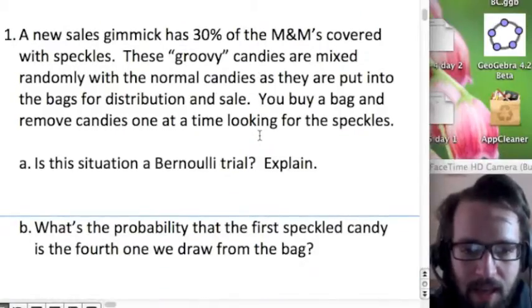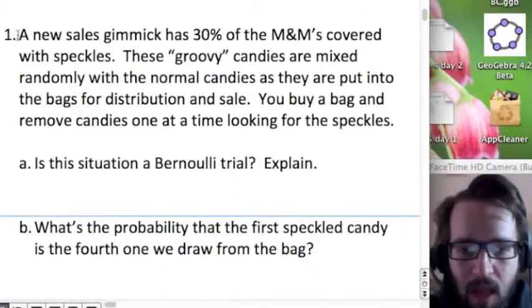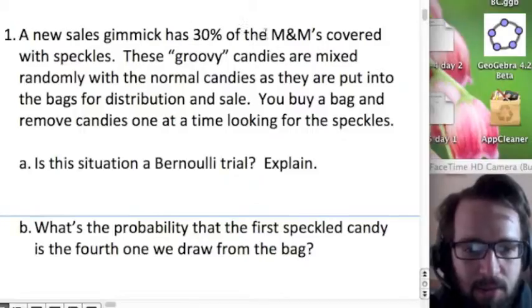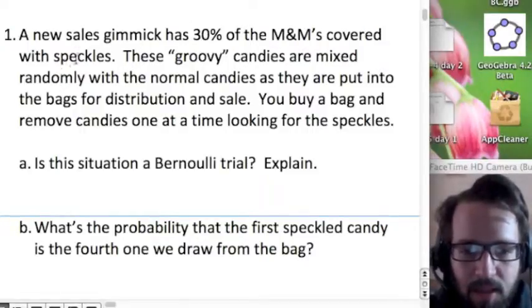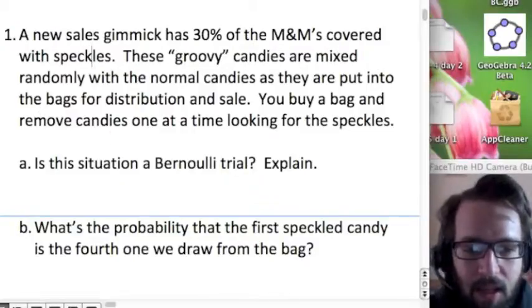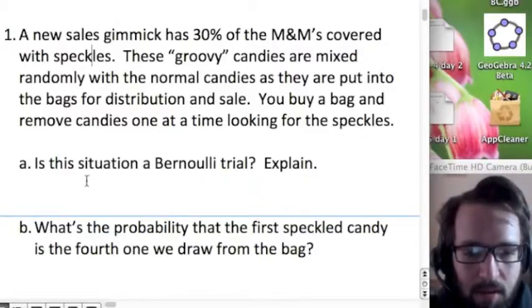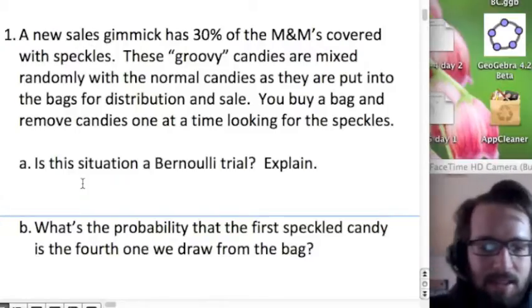So let's look at an example here, number 1. A new sales gimmick has 30% of the M&Ms covered with speckles. Ooh, shiny. These groovy candies are mixed randomly with the normal candies, and they're put into the bags for distribution and sale. You buy a bag and remove candies one at a time looking for speckles. Is this situation a Bernoulli trial?